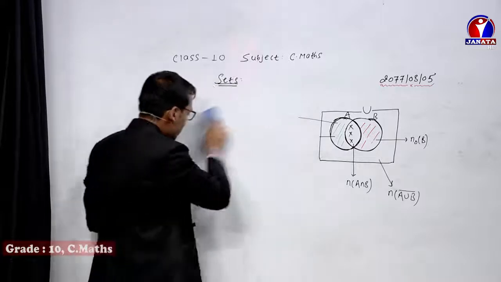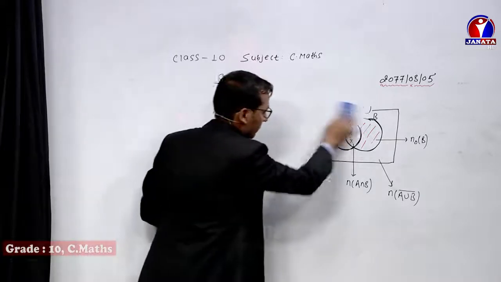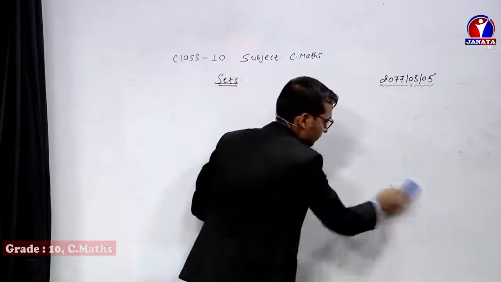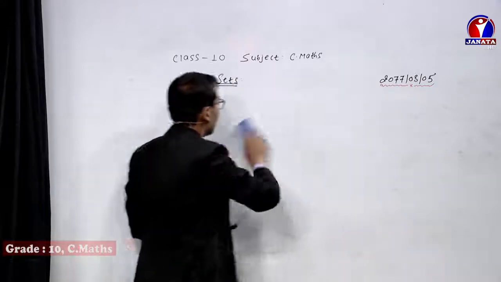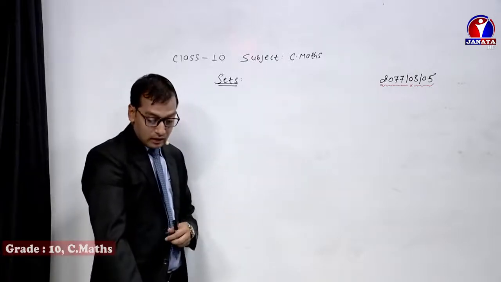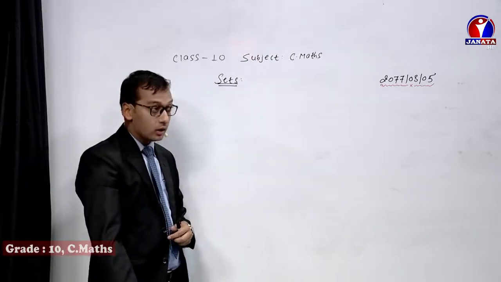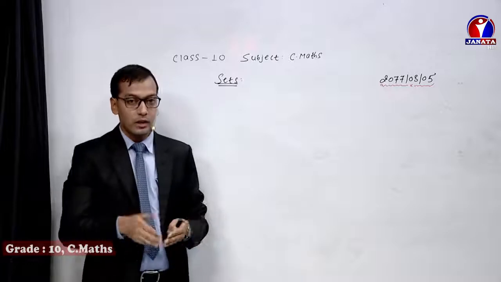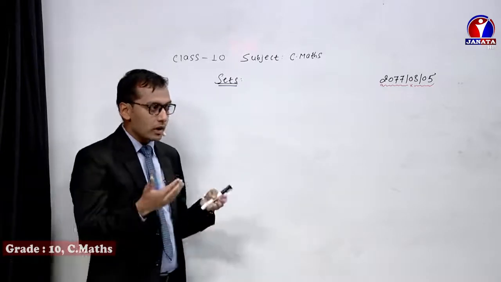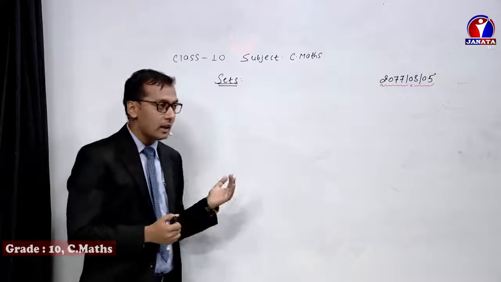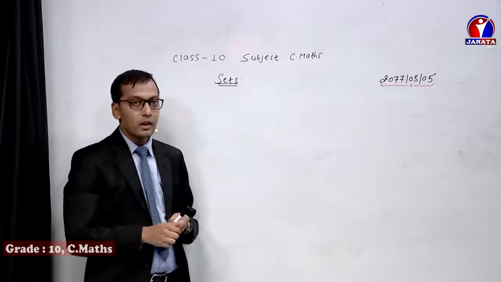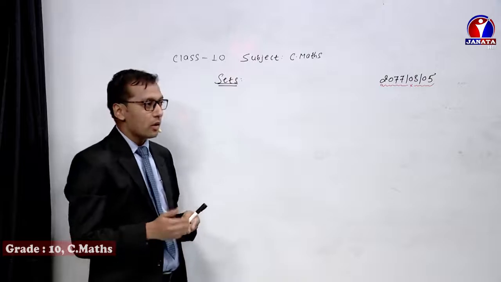So let me erase this. Okay, so let me display the slide again. Here are some key points and terminologies. The terminologies we have already discussed, like n only A, n only B, intersection and complement. These are called the terminologies.